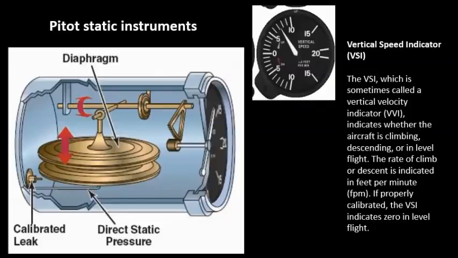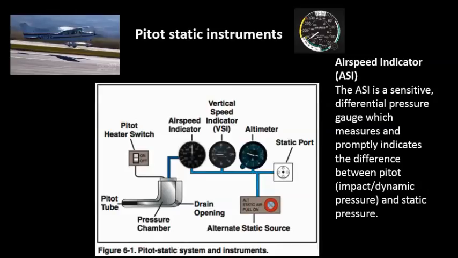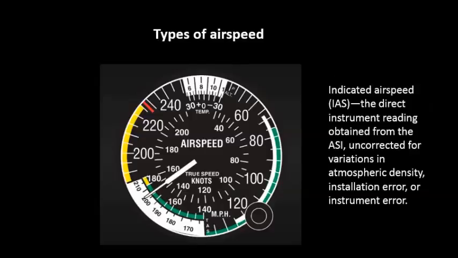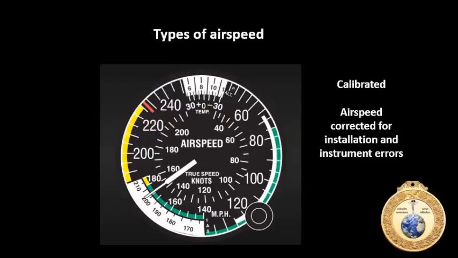Couple things we need to talk about. We'll come back to airspeed because we have to talk about some definitions. Indicated airspeed. Indicated airspeed is the direct instrument reading obtained from the airspeed indicator. What you're looking at is what you see. No big deal. Calibrated airspeed is indicated airspeed corrected for instrument and installation error.